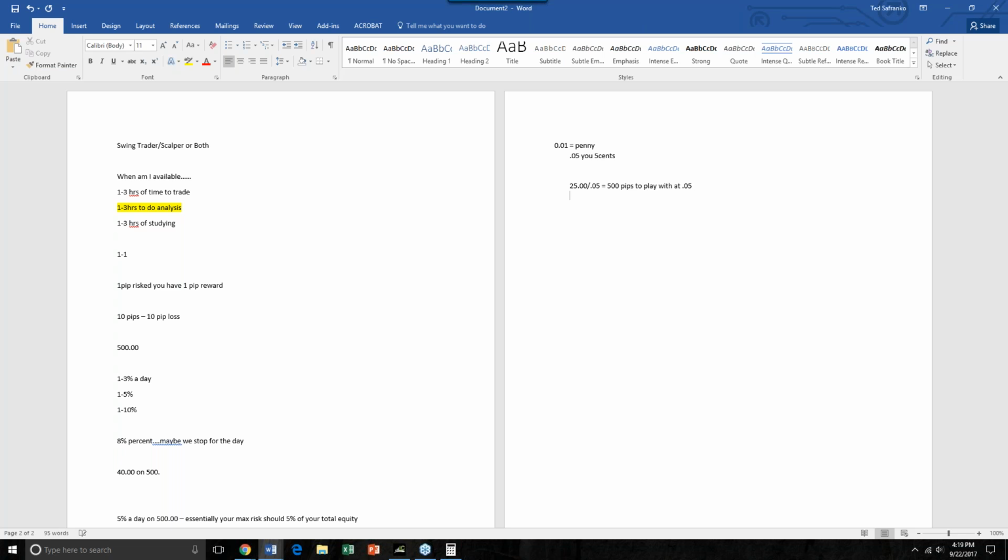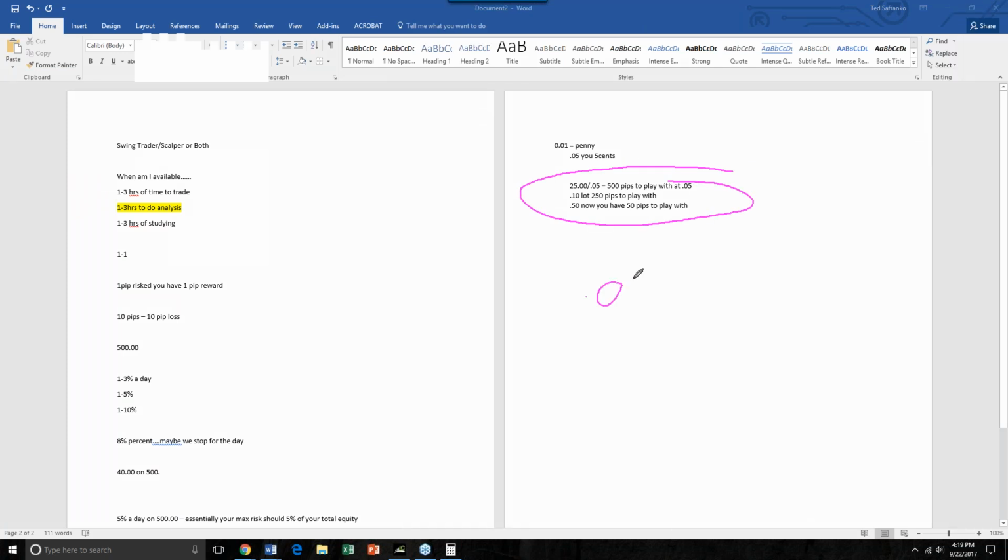But maybe you want to do a 0.10 lot size, right? So now you have 250 pips to play with. Then maybe you say, okay, I'm going to go to 0.5. Now you have 50 pips to play with. Okay? So as you start getting better as a trader, you can manipulate this information. You can say, well, when I first started out, I was using 0.05, right? I was still getting my 5%.